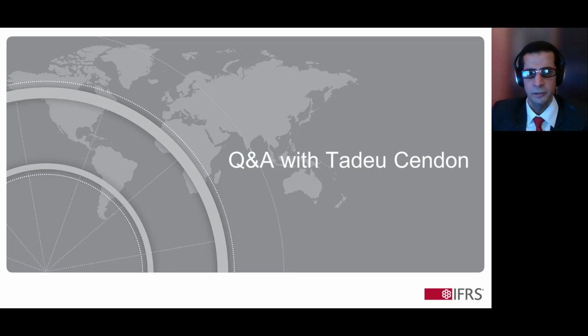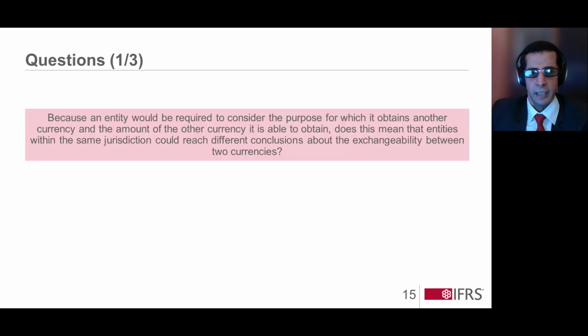We will now discuss with Tadeu some questions that were raised during the development of the proposal and which may also answer some questions you might have on the proposals. Now, in applying the first step of the proposed approach and assessing exchangeability between two currencies, a company would be required to consider the purpose for which it obtains another currency. So, Tadeu, does this mean that two companies within the same jurisdiction might reach different conclusions regarding the exchangeability of one currency into another currency?